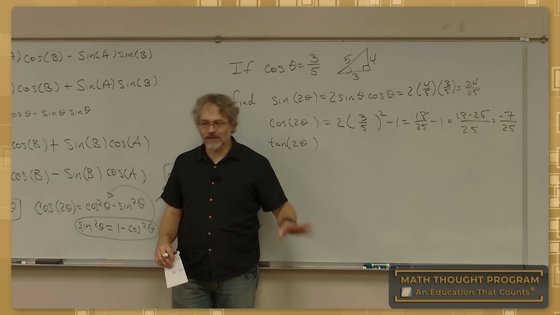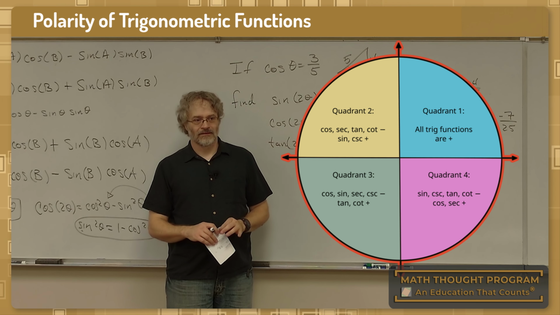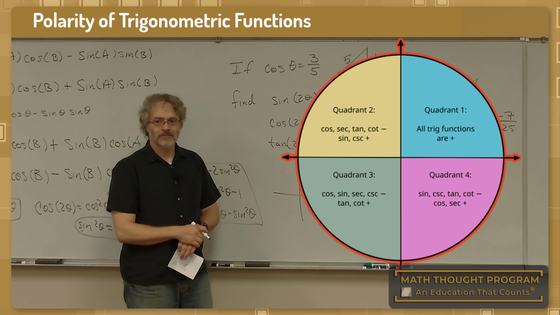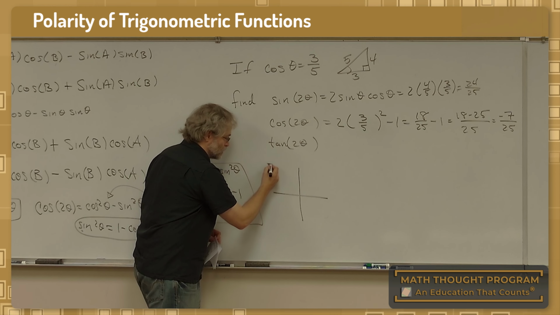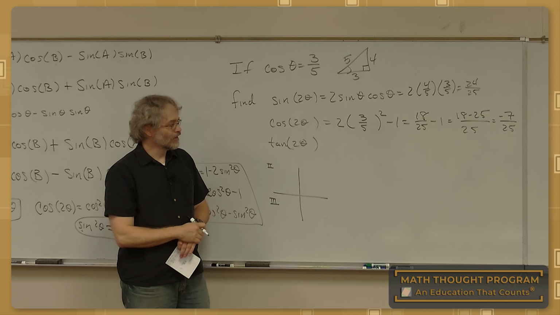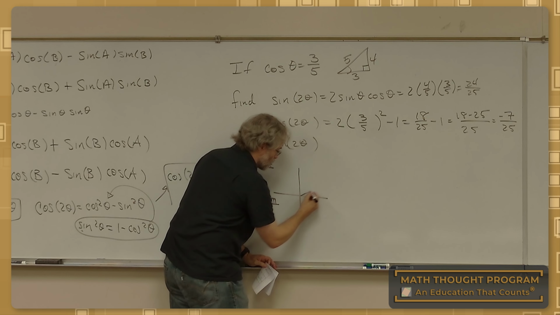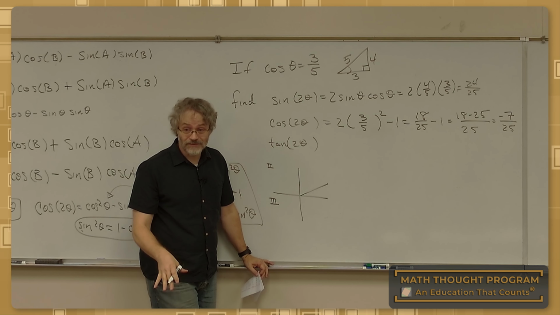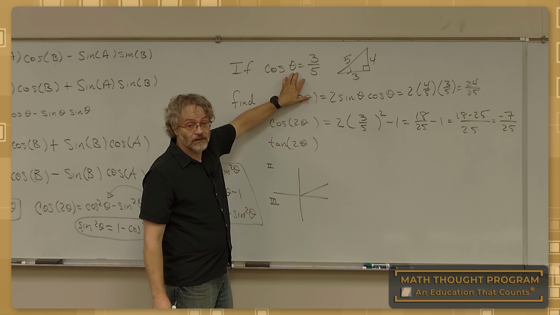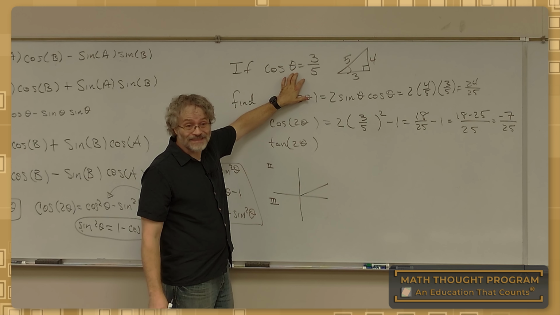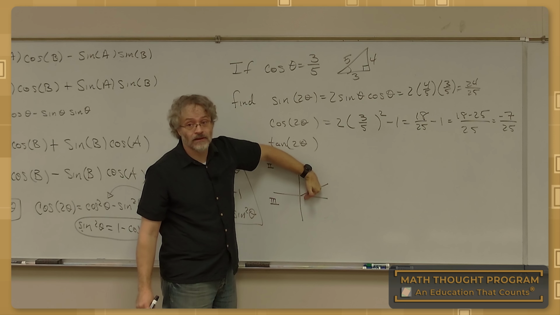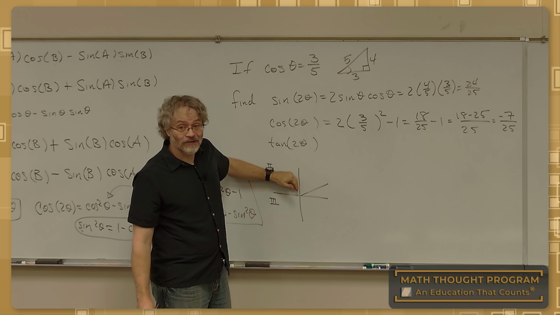Guys, where is cosine negative? What quadrant could you be in? Quadrant 2, quadrant 3. So you took an angle, you doubled it, because remember it's positive up here. You double the angle, and where did it take you? From quadrant 1 to quadrant 2.